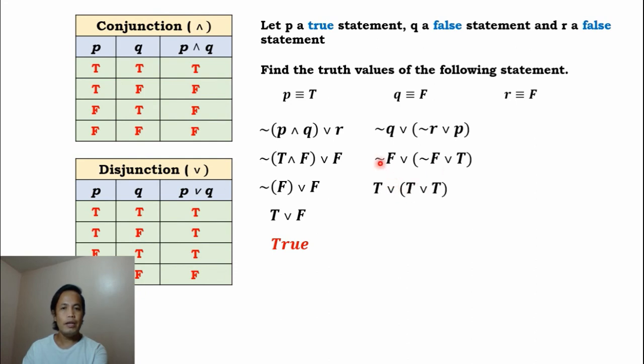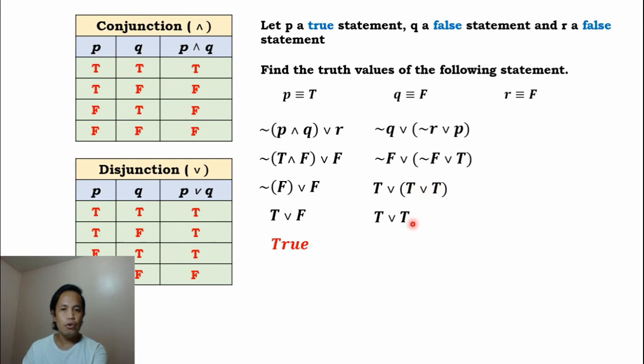So we copy the not F, which is true, the negation of false is true. The same here, the negation of false is true, then we copy or true. This time we have both or. So true or true, this is under this row, true for P and true for Q. Therefore, this whole statement here is true.